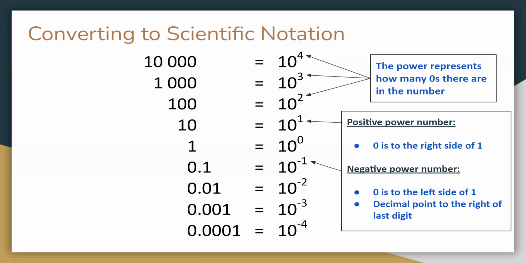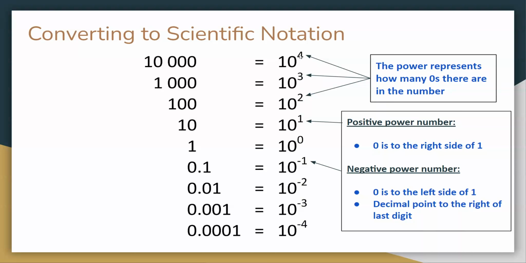Hey guys, today we're going to talk about how to convert a number to scientific notation. Scientific notation is when you have a giant number, a very large number, and you want to write it as a power of 10 to make it more concise and easier to read and understand.